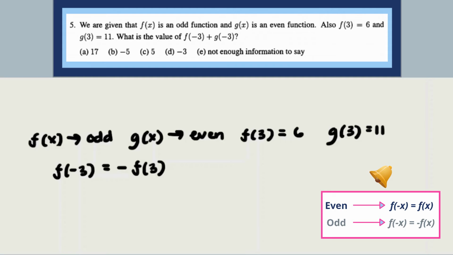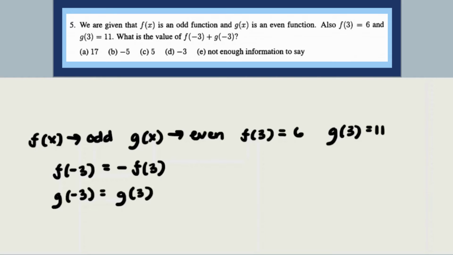And then because g of x is even, they didn't give us g of negative 3. But we know in general when we're given an even function, if we don't have g of negative 3, we also have g of 3 though. So that's the same thing as saying g of negative 3 is going to be equal to g of 3 since it's even.